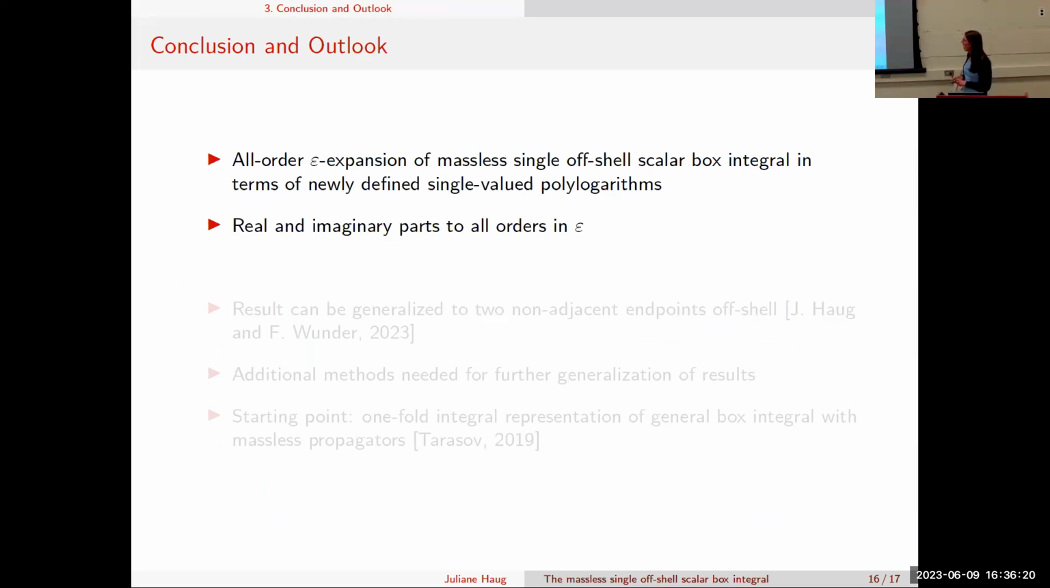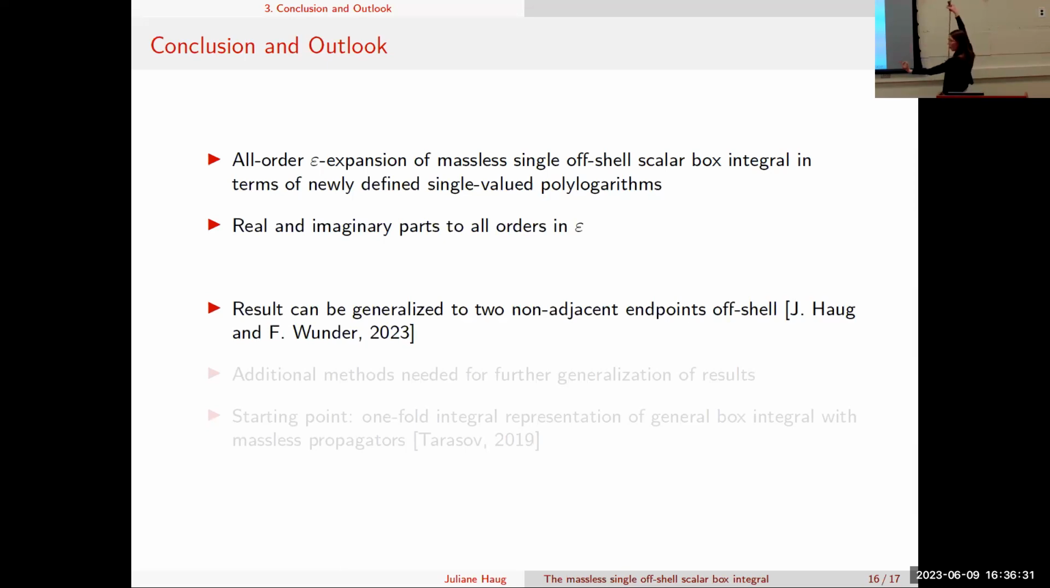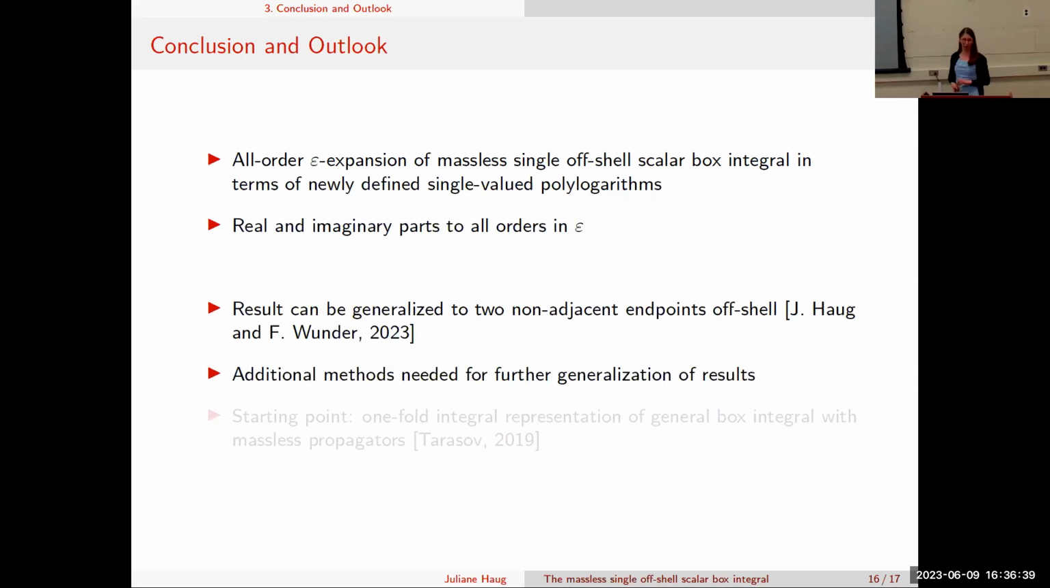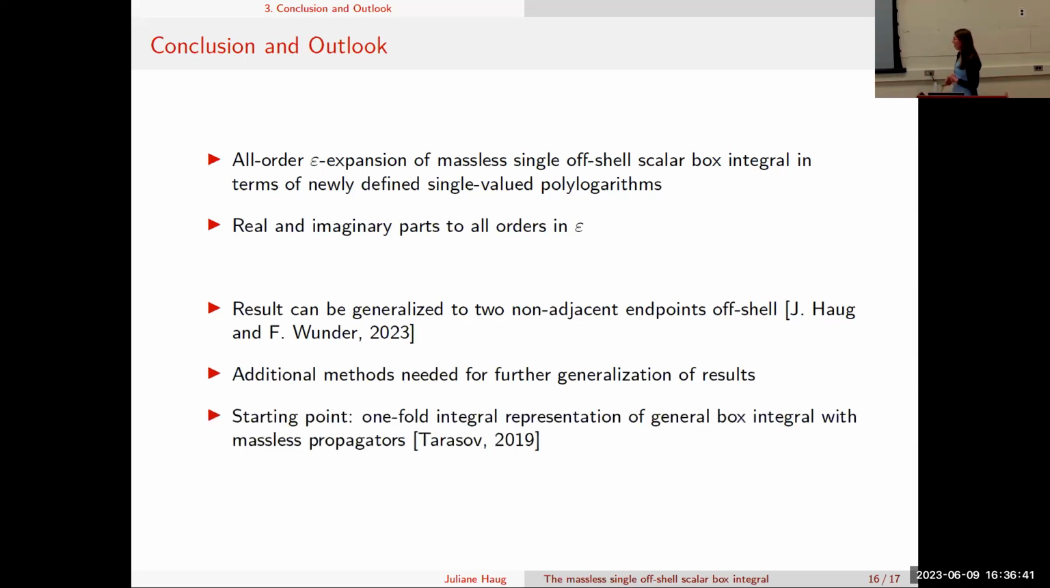Now, we found out that our result can be easily generalized to two non-adjacent endpoints of the light cone. So that's if you have your box, two particles on opposite corners have a mass that's not zero. But for further generalization, additional methods would be needed. And a good starting point for that is an integral representation found by Tarasov in 2019. Okay, thank you.